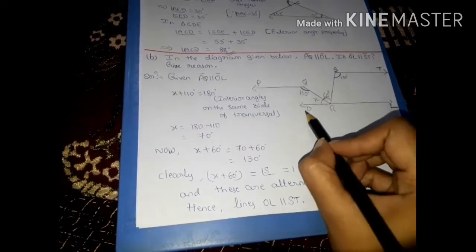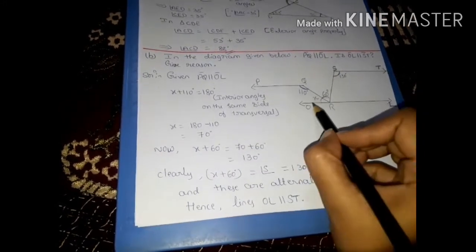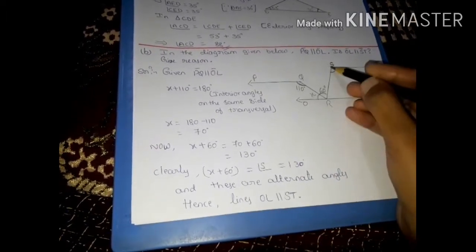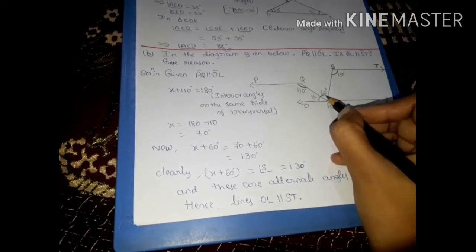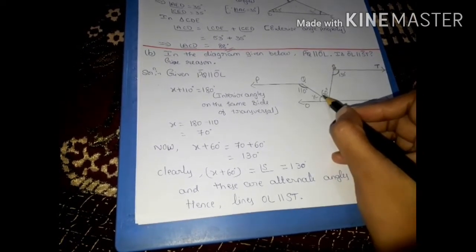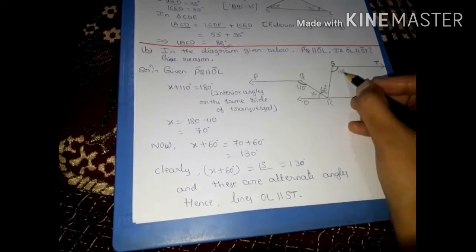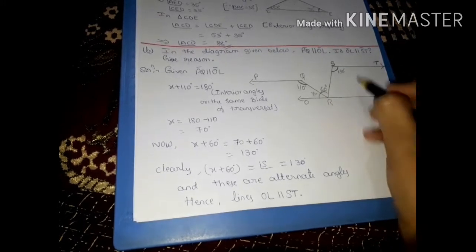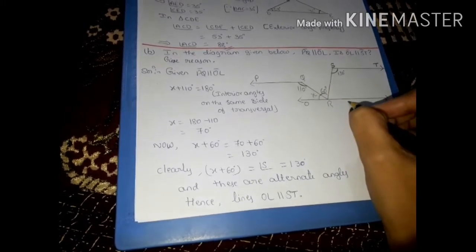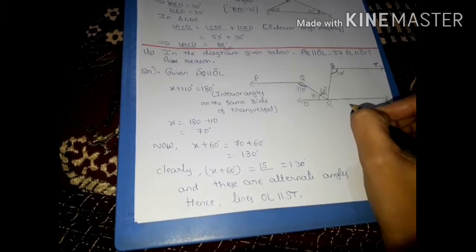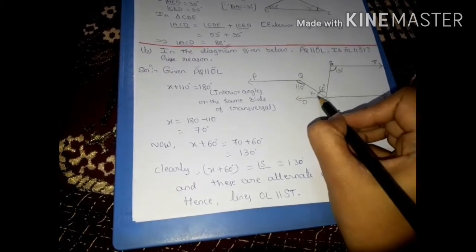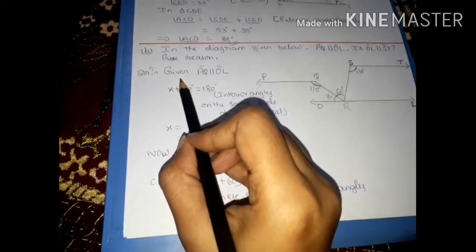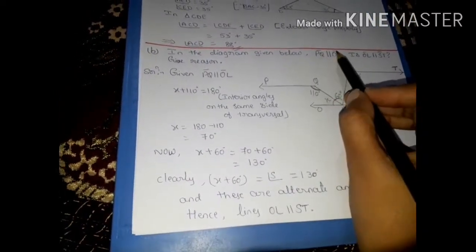Now you have to show OL is parallel to ST. To show these two are parallel, SR acts as a transversal. 60 degrees and this angle: if the sum of these two angles is equal to 130 degrees, then we can say that alternate angles are equal, and then these two lines are parallel to each other. So to show OL is parallel to ST, first we have to find the X value. So in the solution, first write down the given. What is given? Line PQ is parallel to line OL.